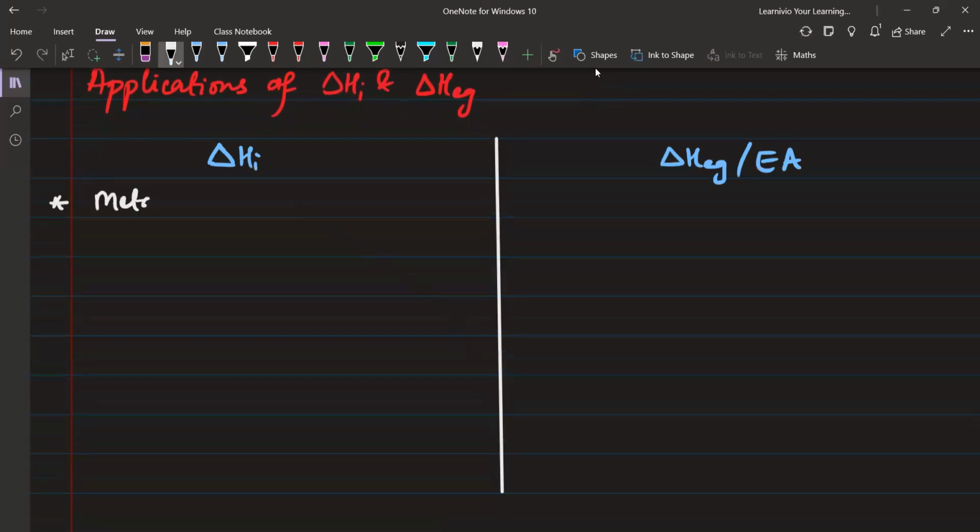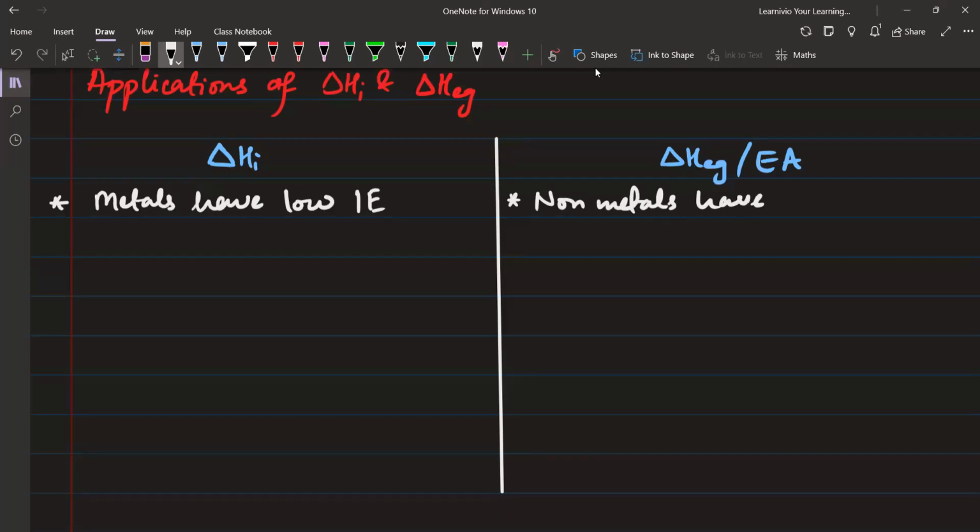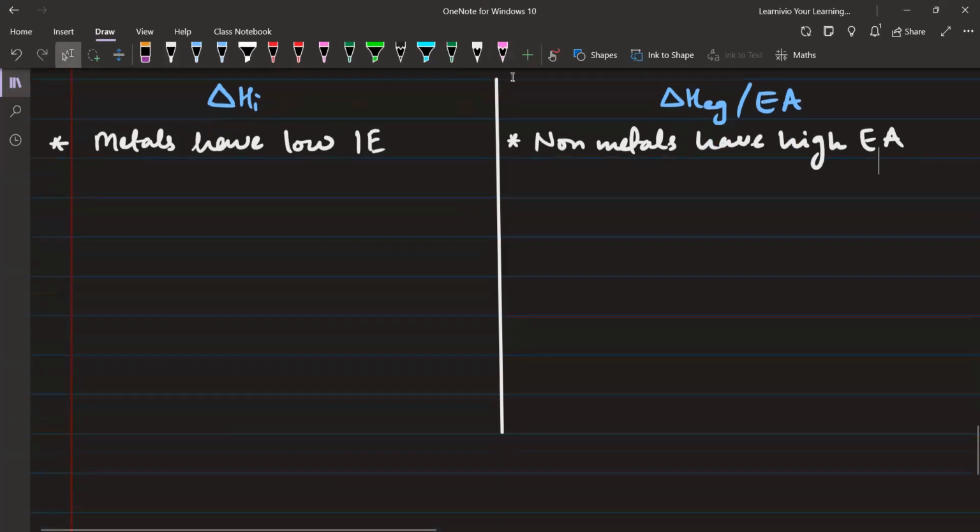Metals have low ionization enthalpy है ना, लो आयोनाइजेशन enthalpy और आयोनाइजेशन एनर्जी। नॉन मेटल्स have high electron affinity. That means metals are what? Metals are those that can lose electron easily without too much energy spending.